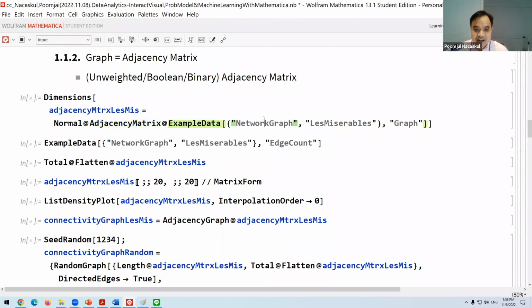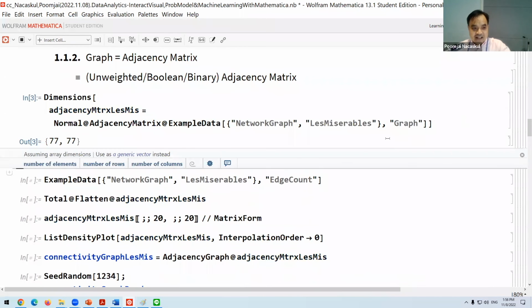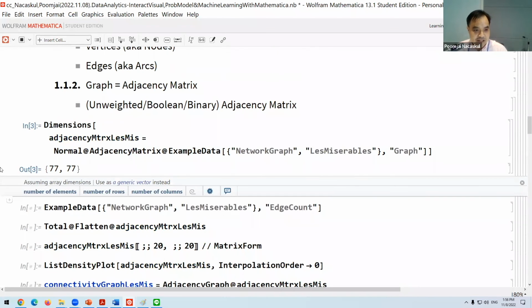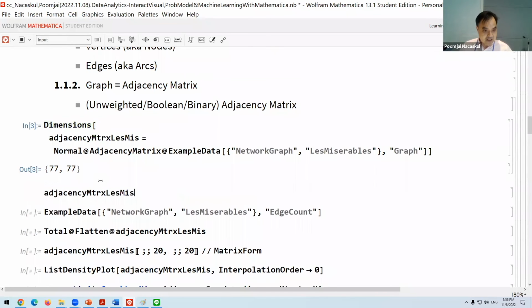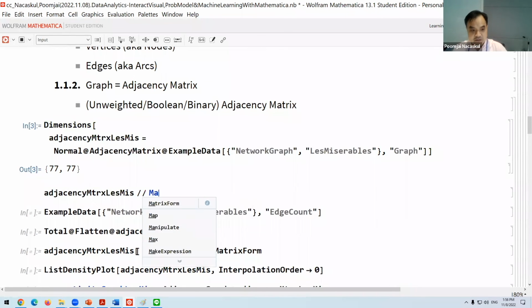So example data, Les Miserables graph. I can come back and explain later what all this means. But the point is now I have, okay, shift enter, a 77 by 77 matrix. Do you guys want to see what it looks like? Yeah, we can certainly see what it looks like. Let's make it a matrix form.